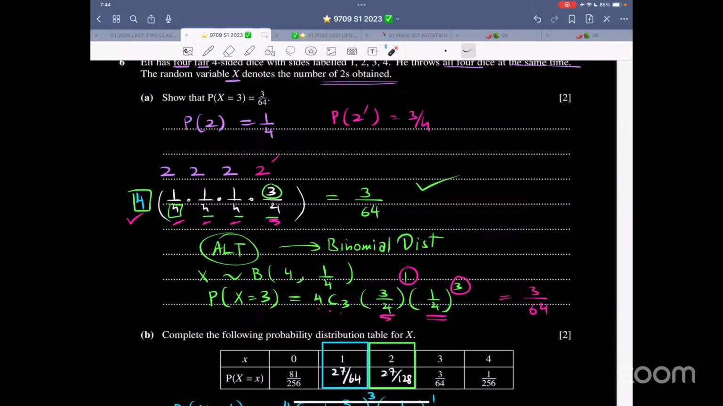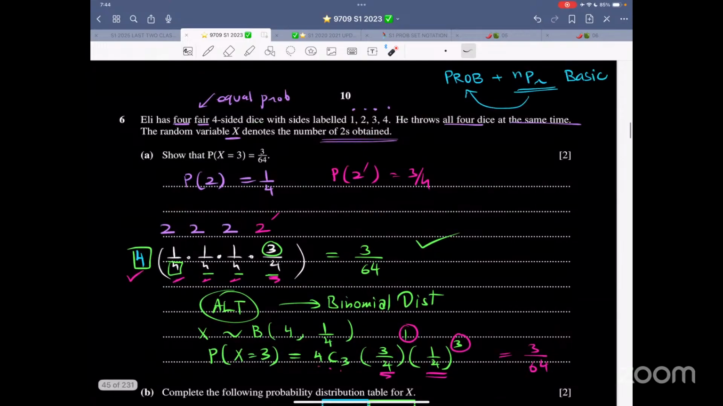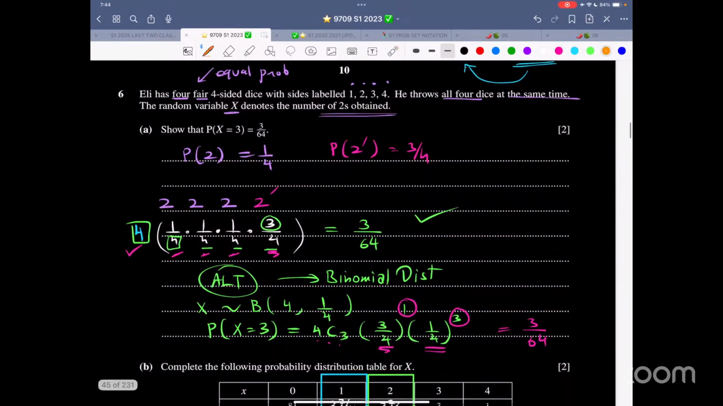Alternatively, I can consider it to be a binomial. Why? Because I am throwing 4 dice and the probabilities are fixed. So why am I considering it binomial? Let me write it over here. This is binomial because there is a fixed number of trials, and the second thing is that the probabilities are constant.